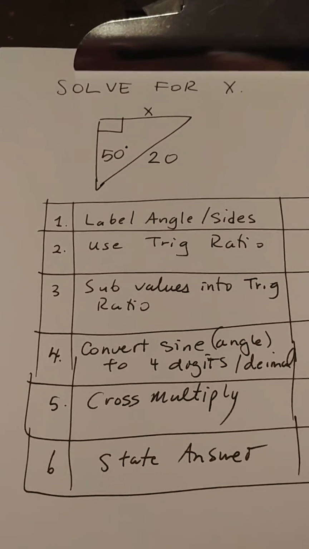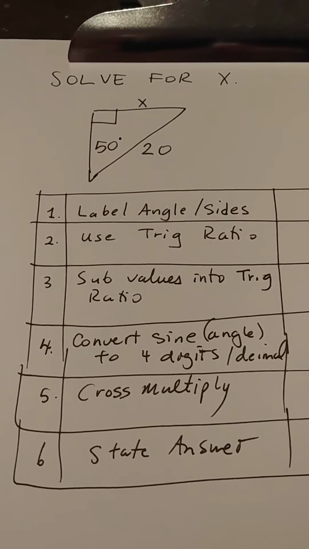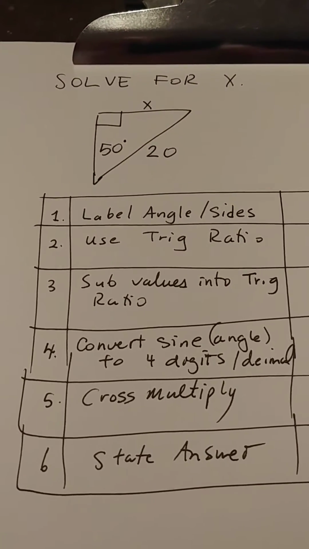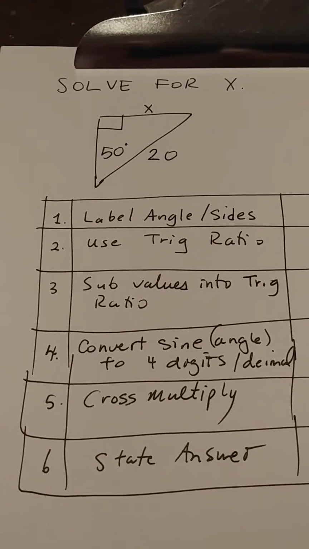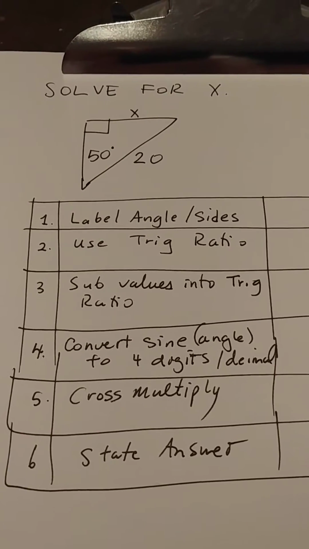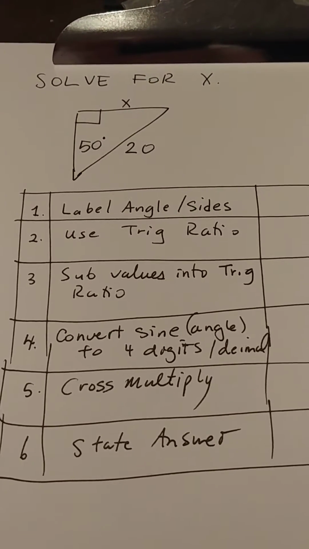Okay, so now we're going to solve for x given the triangle, which appears to be right-angled, and it has a 50-degree angle, a side length of x, and a side length of 20. In order to solve this using trig ratios, we're going to follow these 6 key critical steps.